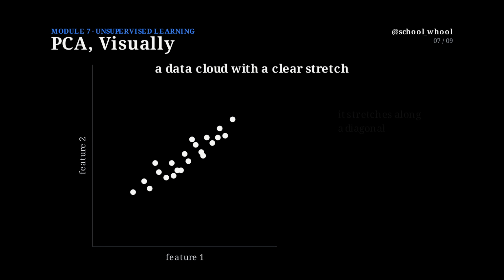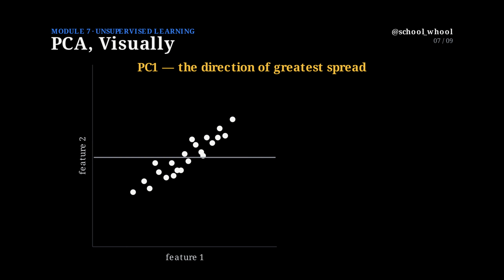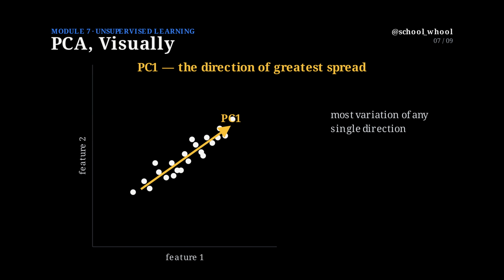Notice it isn't a shapeless blob, it stretches along a diagonal. That stretch is the story of the data. This is the direction in which the points really differ. PCA's first job is to find that direction of greatest spread. Imagine spinning a line through the center and measuring how spread out the points are along it. The line where the spread is largest is the first principal component, PC1.